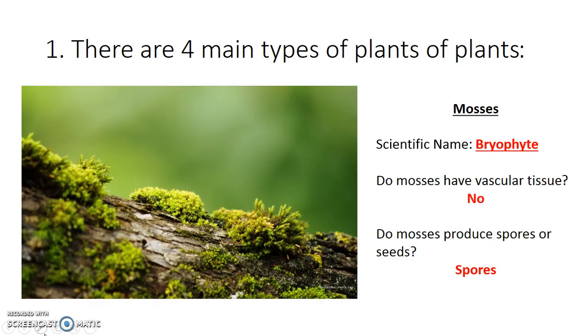And what you'll notice as we go on is that these questions actually will separate out all the different categories from each other. I mean, moss is a plant, it's multicellular, it's eukaryotic, it reproduces sexually, and it alternates generations. But these particular plants don't have any vascular tissue, they don't have xylem and phloem, and they produce spores, not seeds.